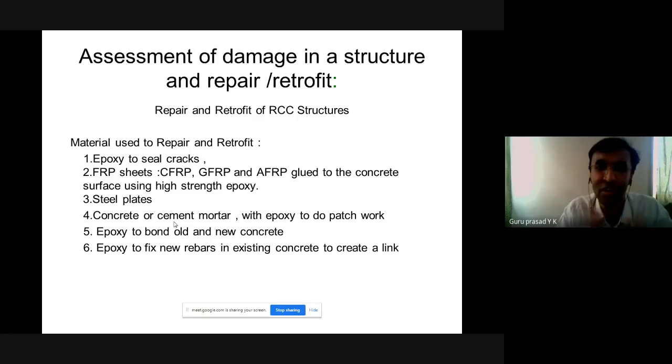They will put Fevicol and stick it, Fevicol or Pidilite or whatever. That is an adhesive. In this case, we use a high strength epoxy. What does an epoxy contain? It contains an epoxy resin and a hardener. So both are mixed, and FRP sheets, they are in the form of a fabric form.